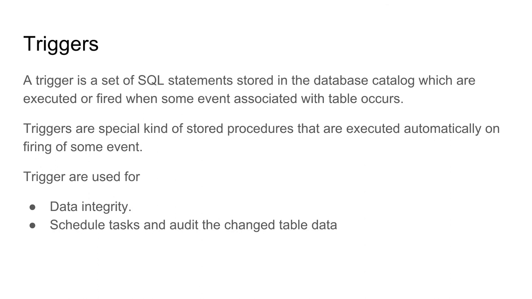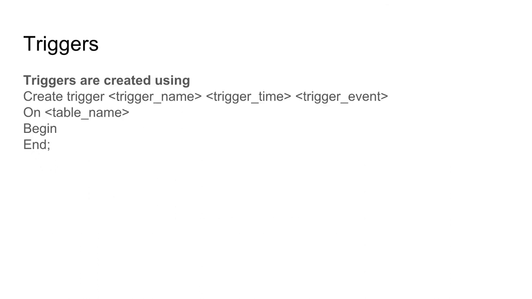Let us see, without wasting any time, how we can create a trigger. To create a trigger, you have to give the name of the trigger, and then the trigger time. Trigger time can have two values, before and after. The trigger event is insert, update or delete. And then you give the table you want to associate with that trigger.